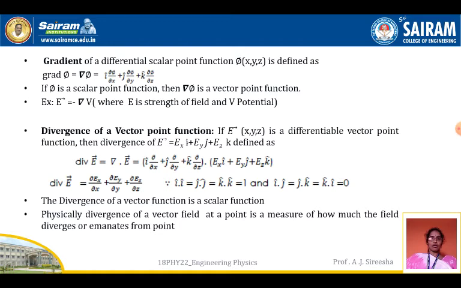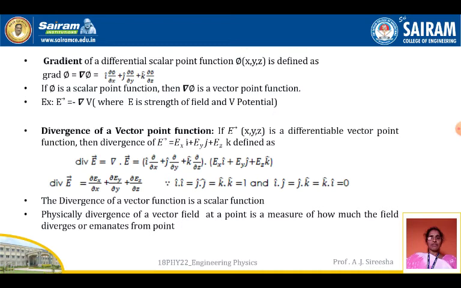Del is operating on the function E with a dot product. Del dot E is equal to i cap into dou by dou x plus j cap into dou by dou y plus k cap into dou by dou z, dot with Ex of i cap plus Ey of j cap plus Ez of k cap. So div E can be taken as, because i dot i is 1, j dot j is 1, k dot k is 1, and the rest of the cross terms, i dot j, j dot k, k dot i, go to 0. Therefore, div E will be given as dou Ex by dou x plus dou Ey by dou y plus dou Ez by dou z. This is the div E.